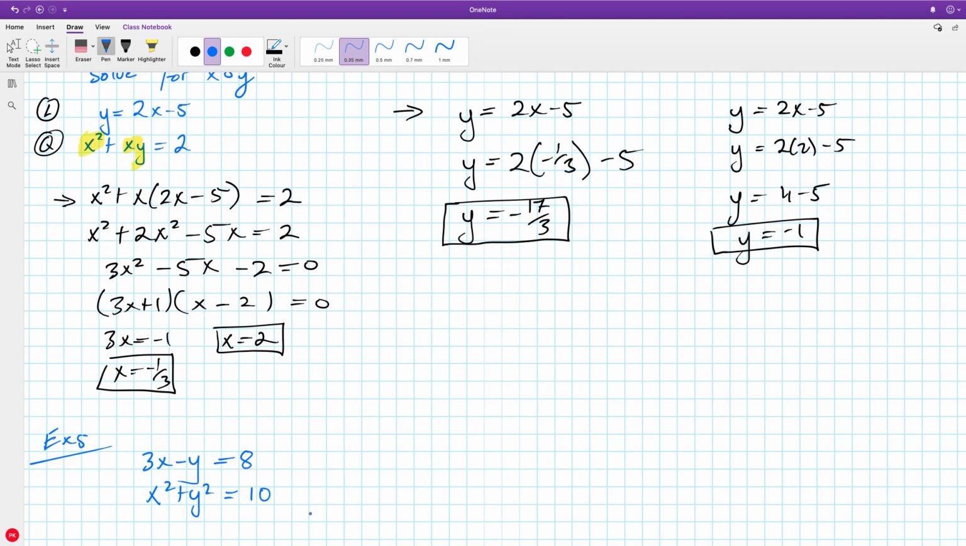Right, we have 3x minus y is equal to 8, and x squared plus y squared is equal to 10. Abby, which one are we going to solve for on the top? We're going to try to get y in its own. It's easier. If we try to get x on its own, it's going to be 8 plus y over 3. You always keep the easier one.